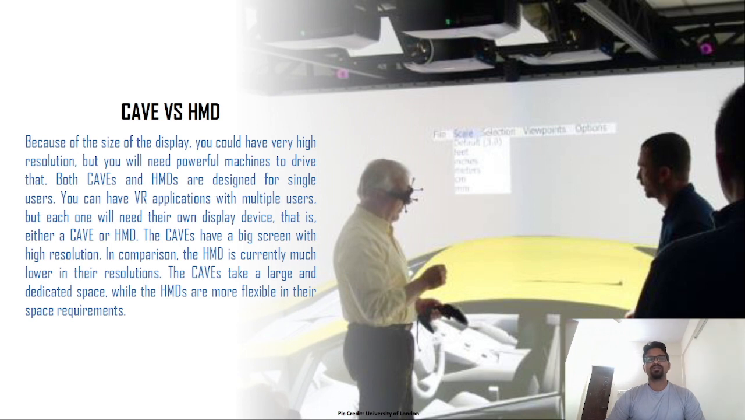Cave versus HMD. The cave has a big size. Because of the size of the display, you could have very high resolution, but you will need a powerful machine to drive that. Both caves and HMDs are designed for single users. You can have VR applications with multiple users, but each one will need their own display device, that is either a cave or HMD. The cave has a big screen with high resolution. In comparison, the HMD is currently much lower in resolution. The cave takes a large and dedicated space, while HMDs are more flexible in their space requirement.